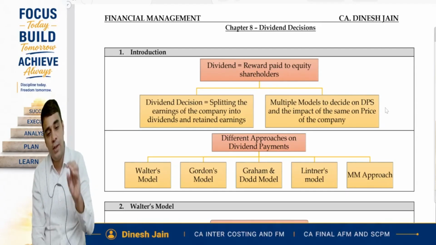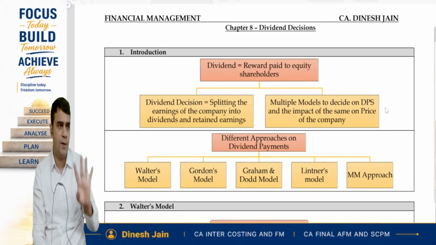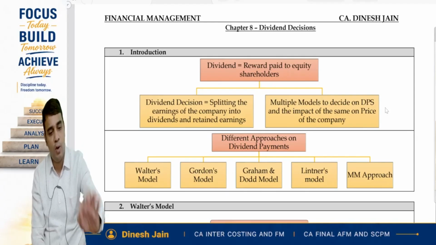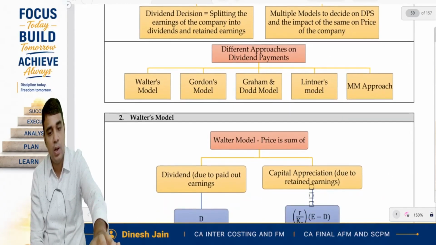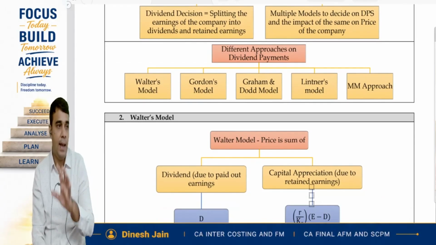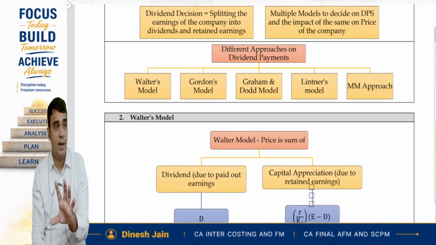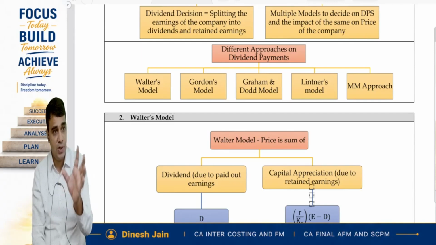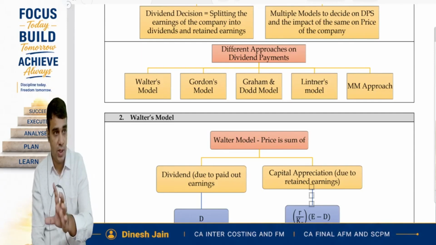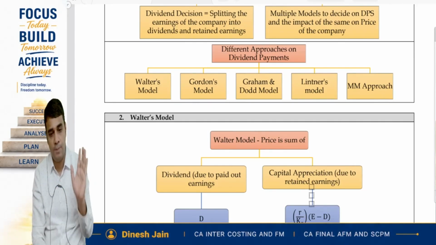We have totally 5 models. Like we did capital structure, where we had 4 theories. Here we have 5 models: Walter's model, Gordon's model, Graham and Dodd, Lintner's approach. Like capital structure had a relevance model and an irrelevance model. Relevance model means change the capital structure, value will change. Irrelevance model means change the capital structure, no impact on value of the firm.